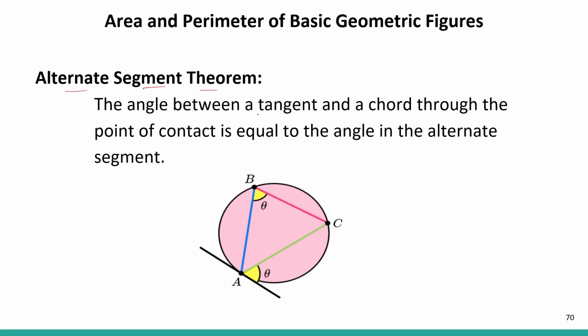Let's see what the alternate segment theorem is. The angle between a tangent and a chord through the point of contact is equal to the angle in the alternate segment. So this angle is equal to this angle if the black line is parallel to the pink line.